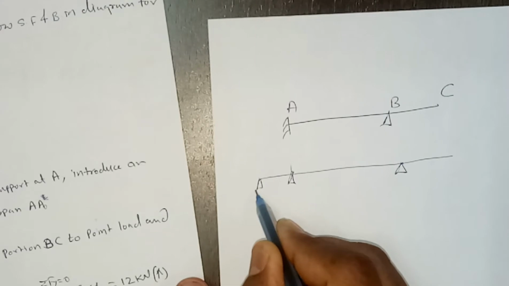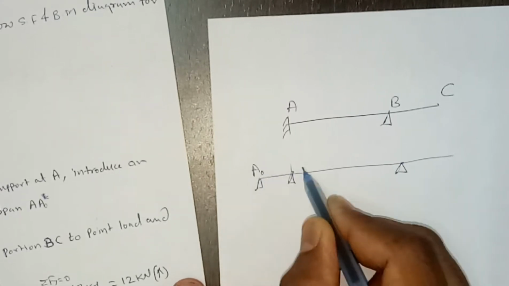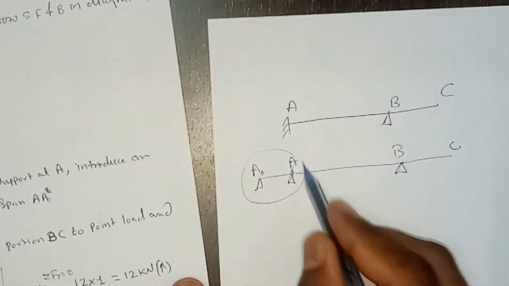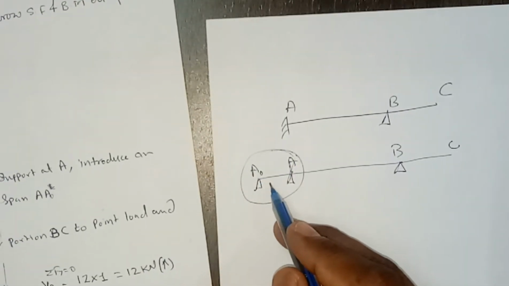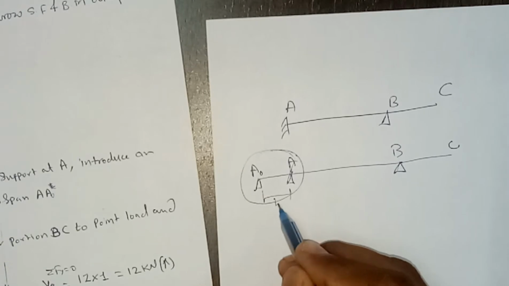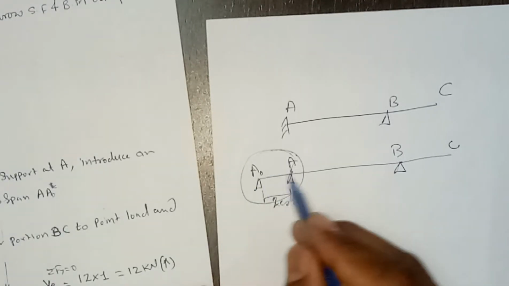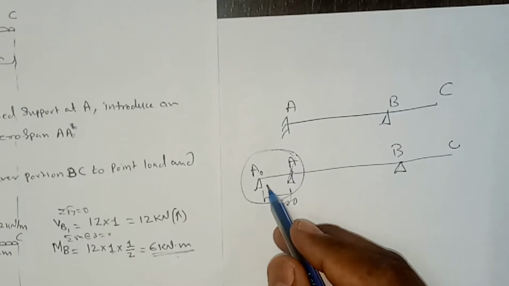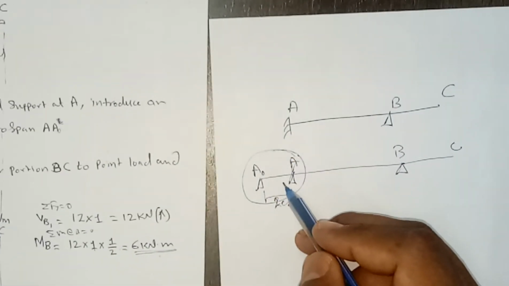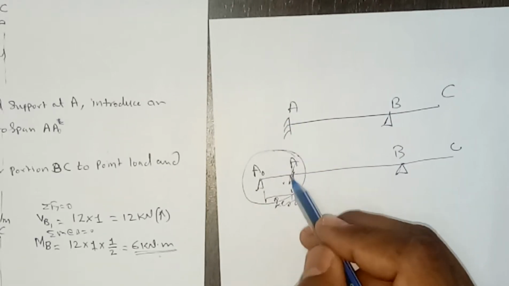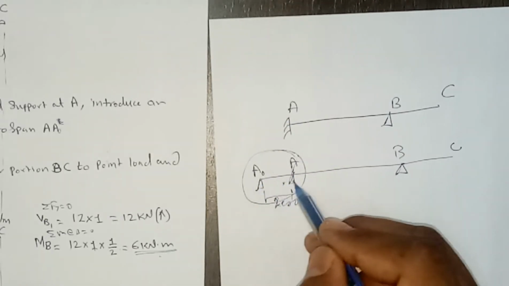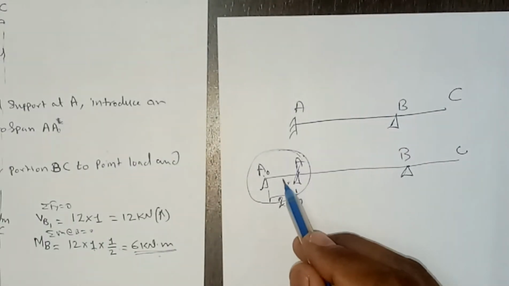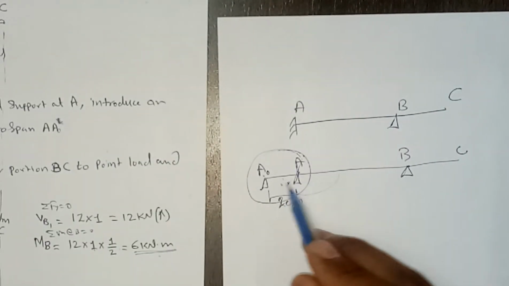This is say A0, this is A, this is B, and this is C. So this is an imaginary portion that we need to assume, and the length of this imaginary portion is 0, since there is no actual length, but we have to assume this as an imaginary span. So this is the first adjustment that we need to do. Instead of fixed support, we have to consider an imaginary span of zero length, right? And then we can use Clapeyron's three-moment theorem for these two spans.